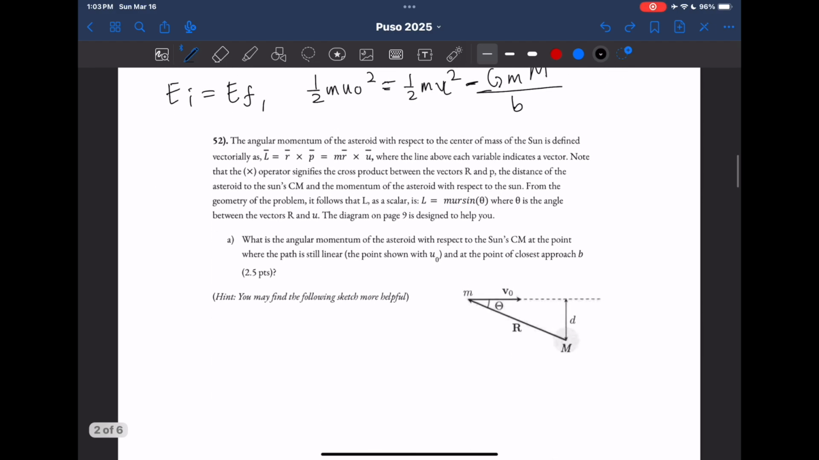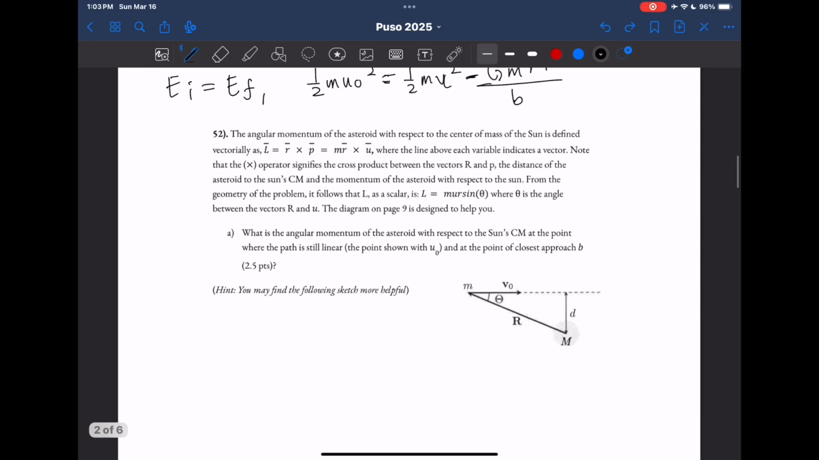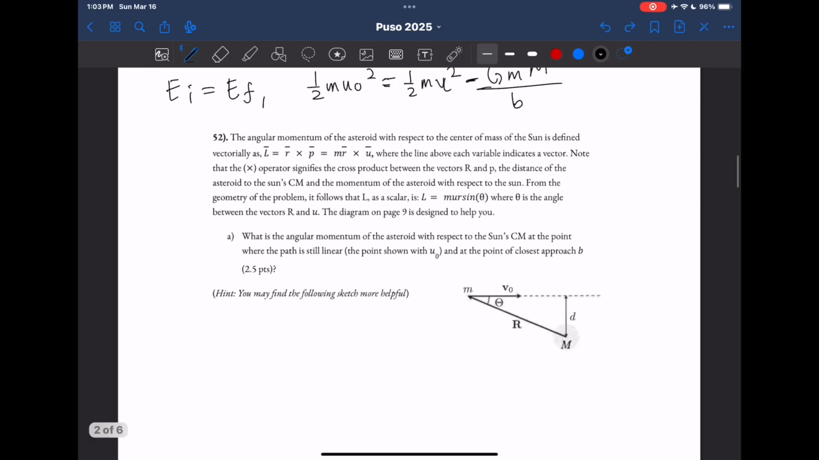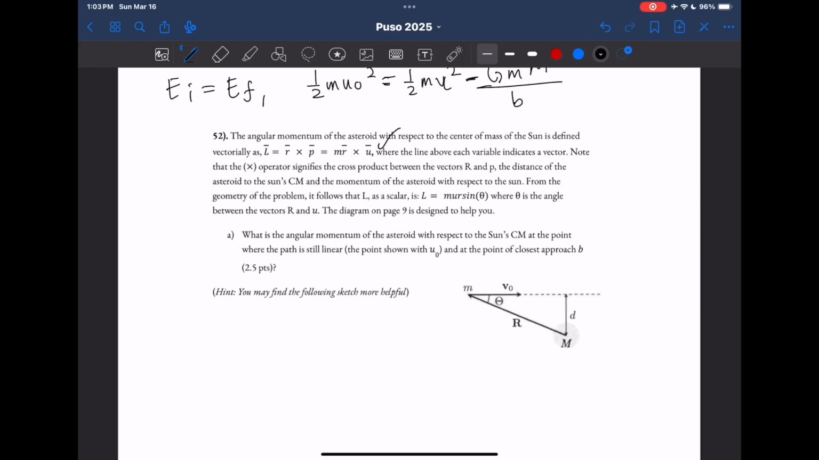Okay, so the next part is talking about angular momentum. And so this gives you a definition for angular momentum. Vectorially, you don't really need to know this just yet for this problem, but vectorially we define it as the cross product of the radius with the linear momentum. And so we write it there.